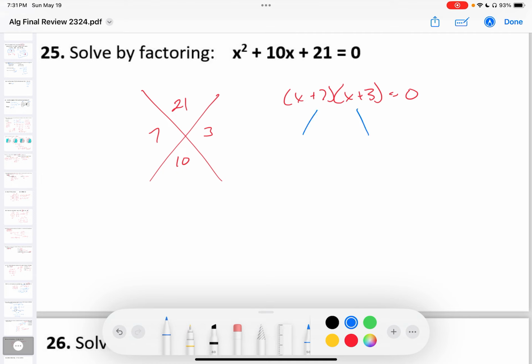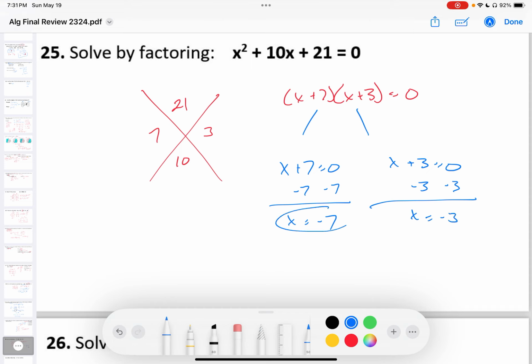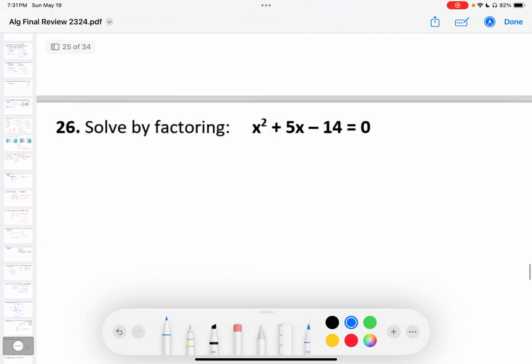Again, both of these pull out to be set equal to 0. We'll subtract 7 on the left one, and we get x equals negative 7. That's the solution. We'll subtract 3 on the other one, and we get x equals negative 3. That's another solution, and that's it. That's all we've got to do.